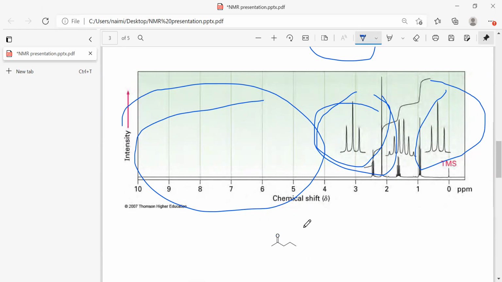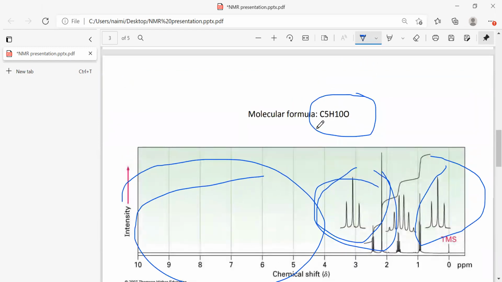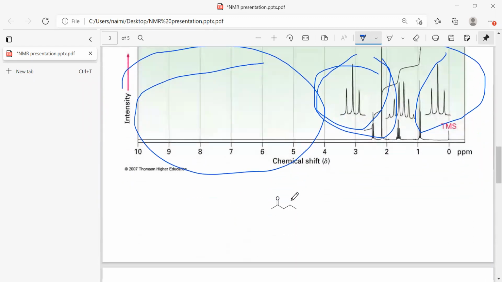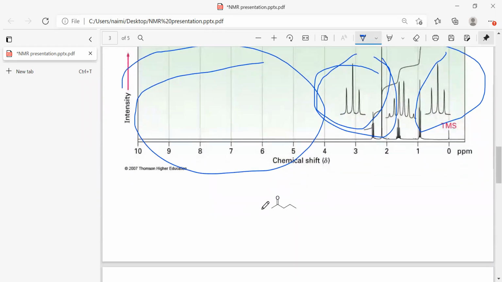Okay, so this is the pattern of the unknown organic compound, and this is actually a ketone. And if you take the IR spectra, this peak will be confirmed, and it will appear near 1700 due to the carbonyl group.